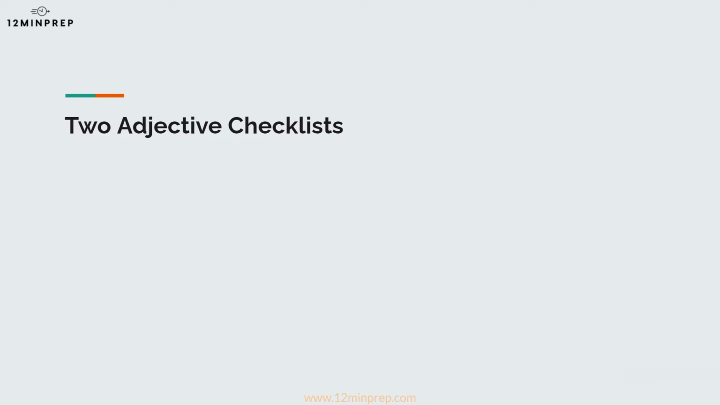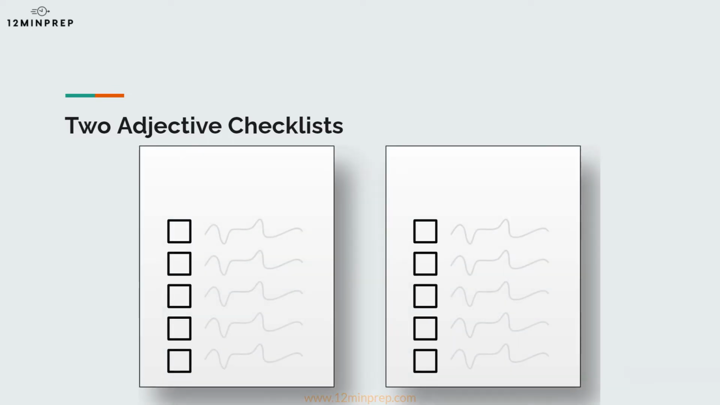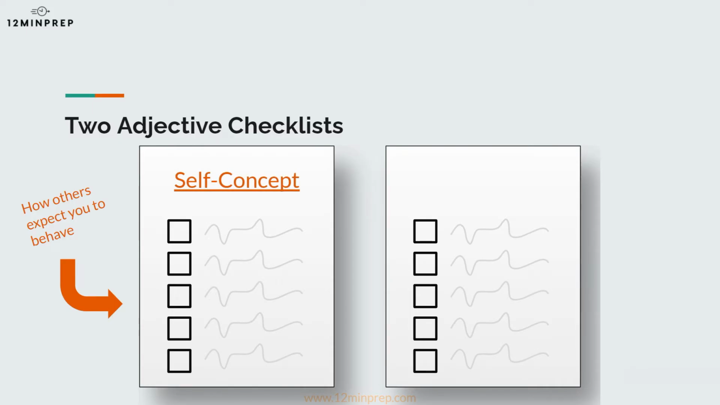While the 2 checklists are identical, the instructions for them are slightly different. The first checklist will ask you to choose adjectives that describe the way others expect you to behave. This is known as self-concept. The second checklist will ask you to pick adjectives that describe yourself. Doing so reveals your core native drives. This is simply known as self.